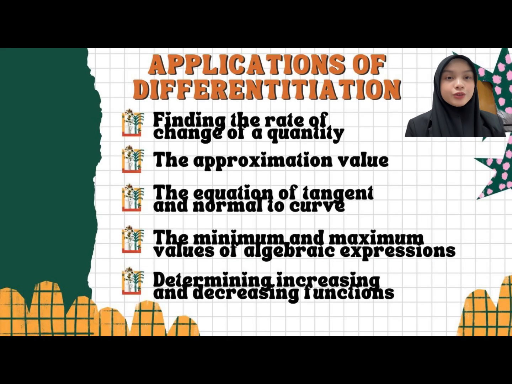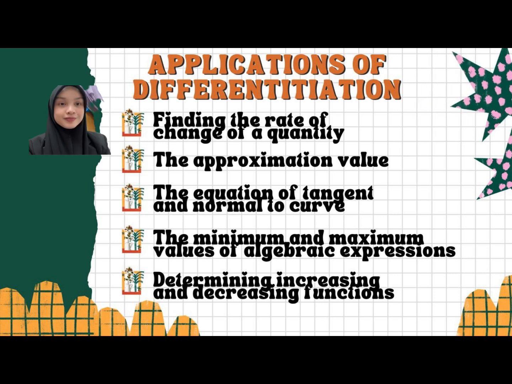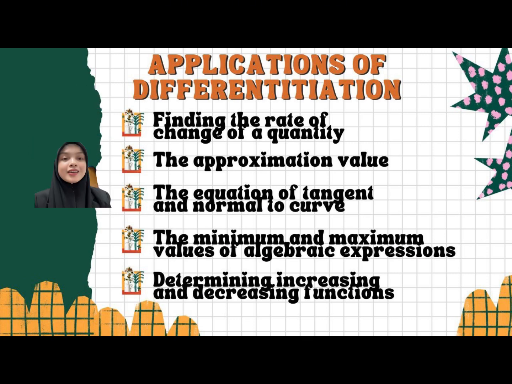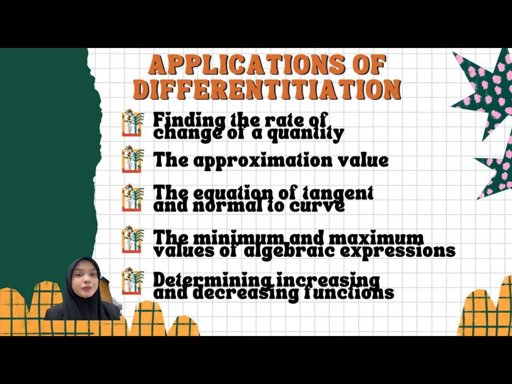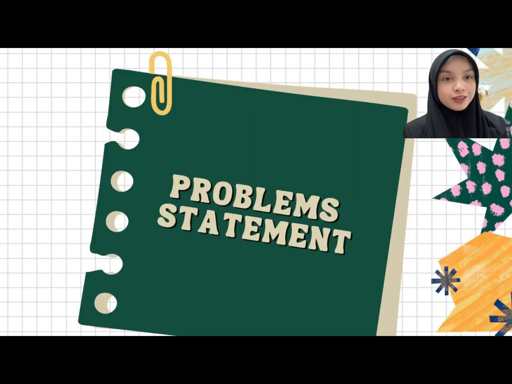After that, you also need to know the applications of differentiation. There are 5 of them. First is finding the rate of change of a quantity. Second, the approximation value. Third, the equation of tangent and normal to curve. Fourth, the minimum and maximum of algebraic expression. And the last one is determining the increasing and decreasing functions. That's all for the introduction of this topic. Now, let's see the examples together.